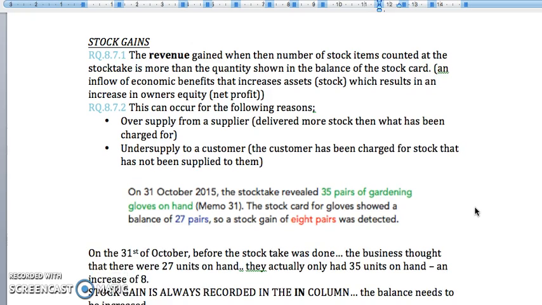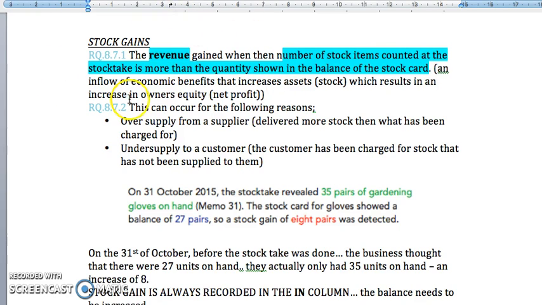Okay, stock gain. This is a revenue. When the number of stock items counted at the stock take is more than the quantity shown in the balance of the stock card, it's an inflow of economic benefit that increases our assets, so stock is going up, which results in an increase in owner's equity, net profit. So that is the definition of a revenue and why this fits to it.